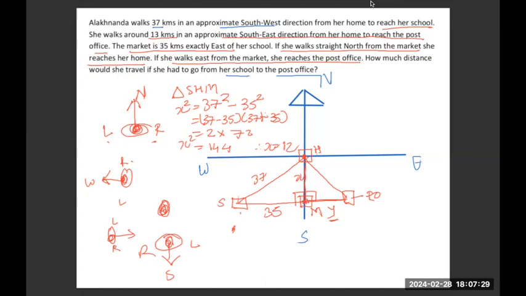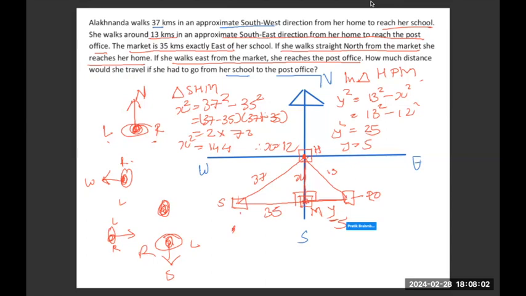Now I am interested in finding y. So in triangle, sorry, this was 13. I forgot to write it. H, P, and M. Using Pythagoras theorem, y square will be equal to 13 square minus x square, 13 square minus 12 square. So y square will be 25. So y will be 5. So the value of y is 5.